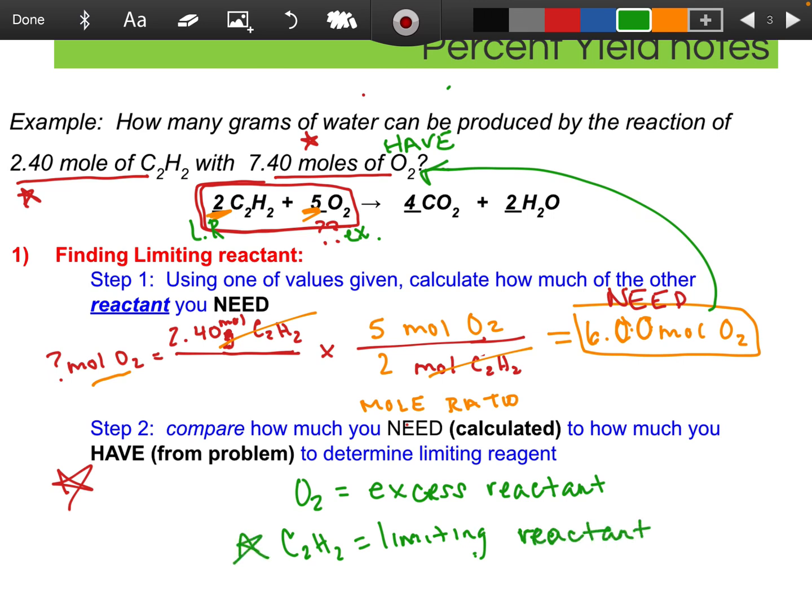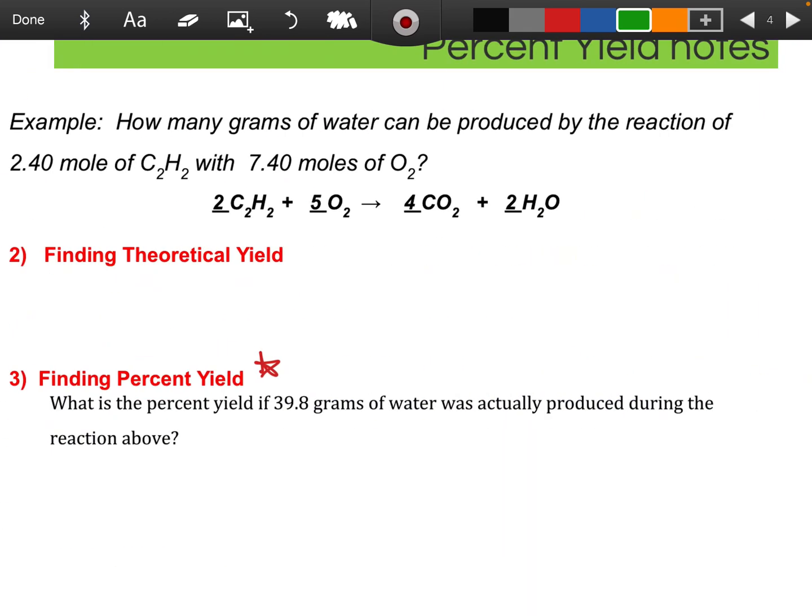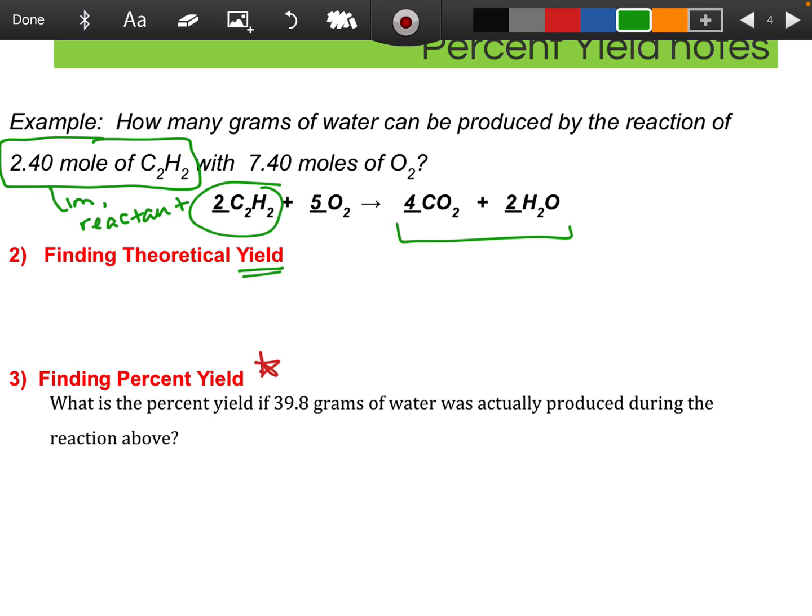So C2H2 is going to be our limiting reactant because from our calculation, we know that we have extra O2. So by default, the other reactant would be our limiting reactant. When we're finding theoretical yield, we have to start with our limiting reactant. Since C2H2 is going to limit the amount of product that we get, we always have to start with that substance. So now we're going to compare C2H2, but we want to know how much we're going to produce. Our two products are CO2 and H2O.